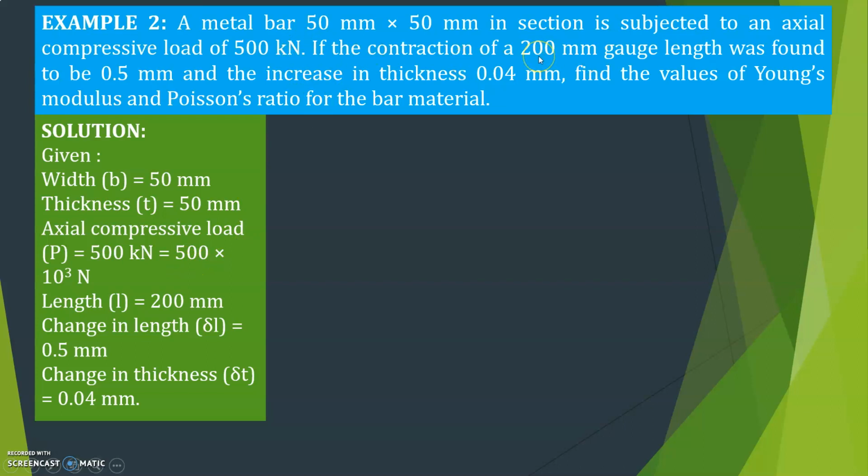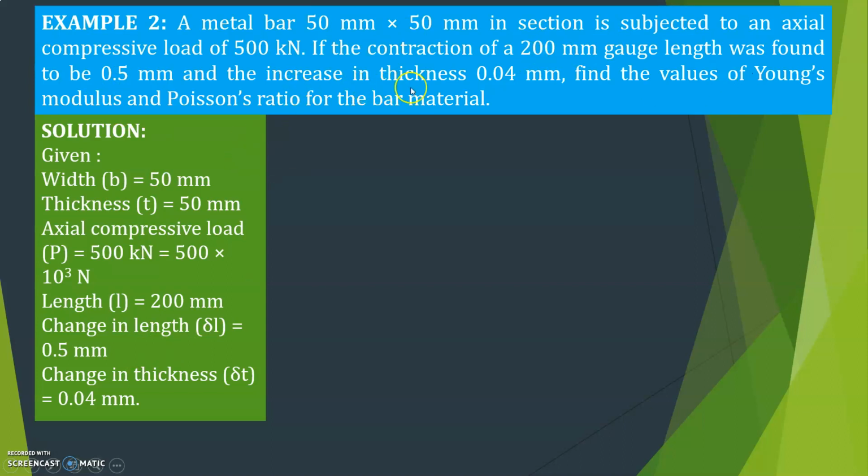If the contraction of a 200 mm gauge length was found to be 0.5 mm, means the contraction, that is nothing but the change in the length, the deformation, is found to be 0.5 mm. So delta L is 0.5 mm and this is the gauge length, the original length, so L is equal to 200 mm. Read the sentence properly, then write the given values.